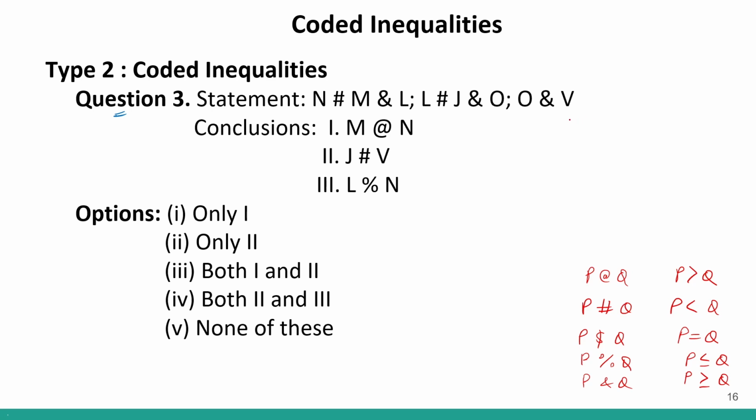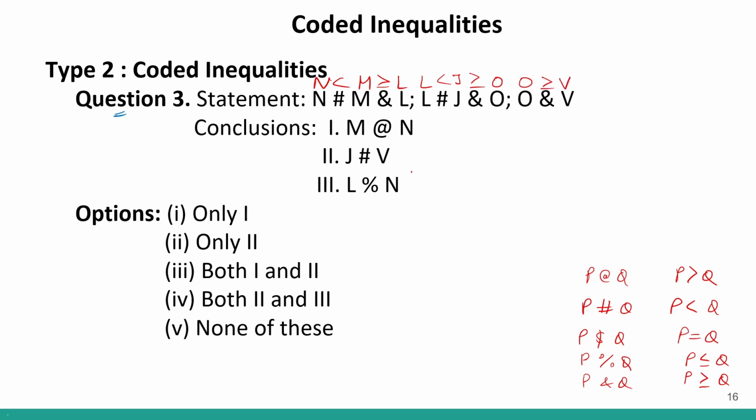So I will convert them into direct inequalities. This will be N is less than M. M is greater than or equal to L. L is less than J. J is greater than or equal to O. O is greater than or equal to V. This will be the relationship.